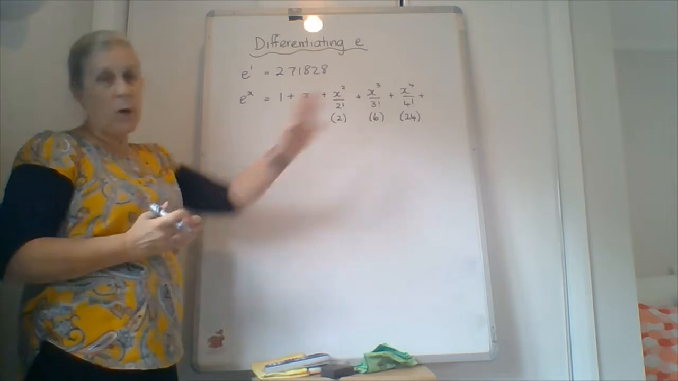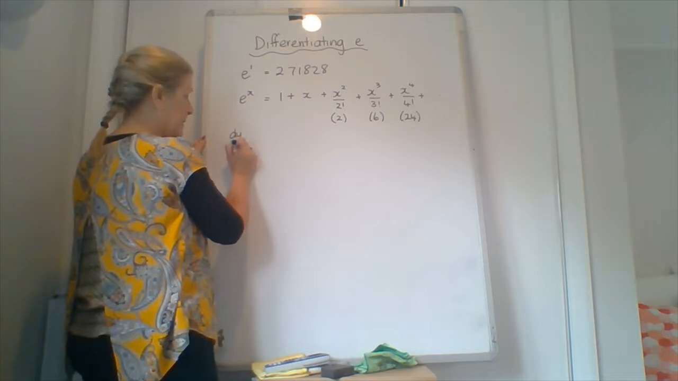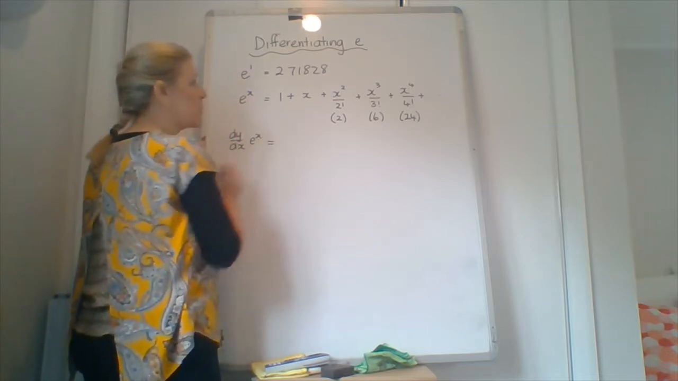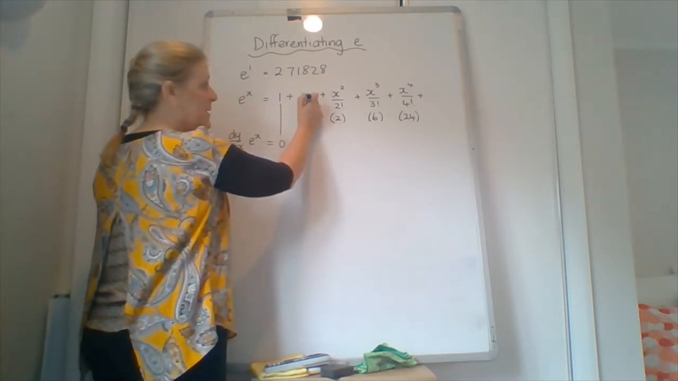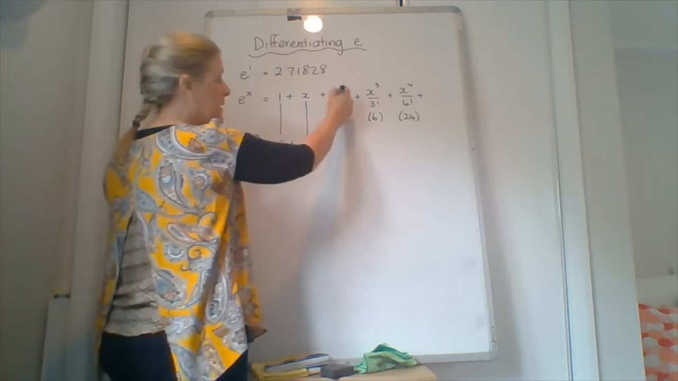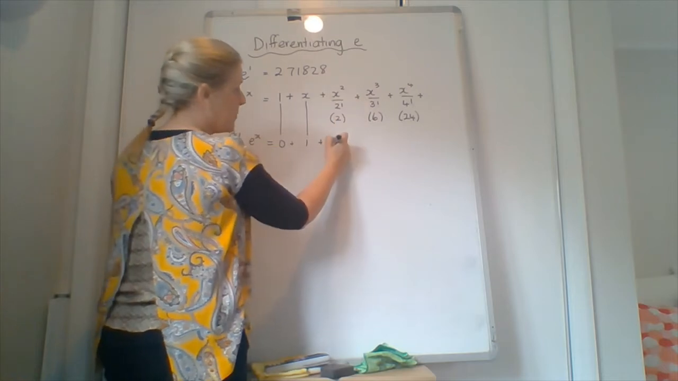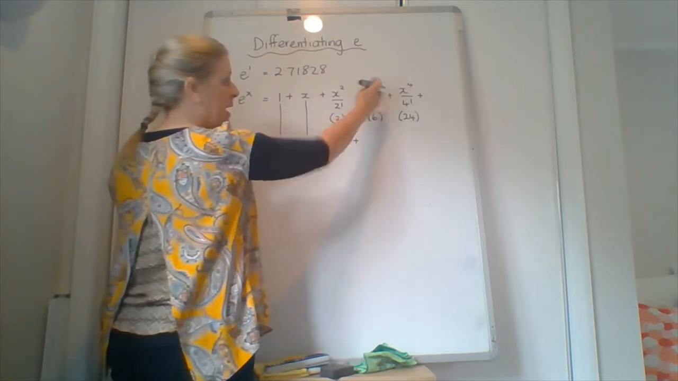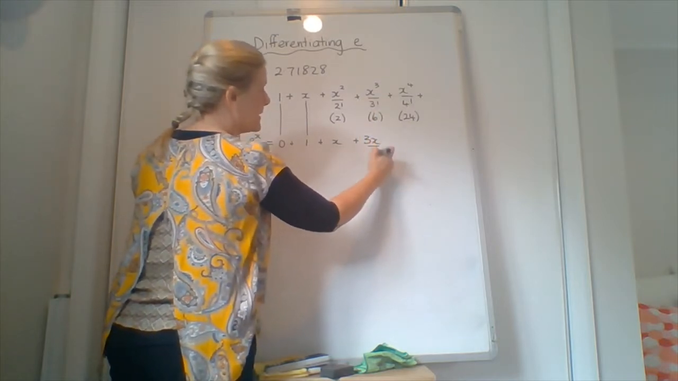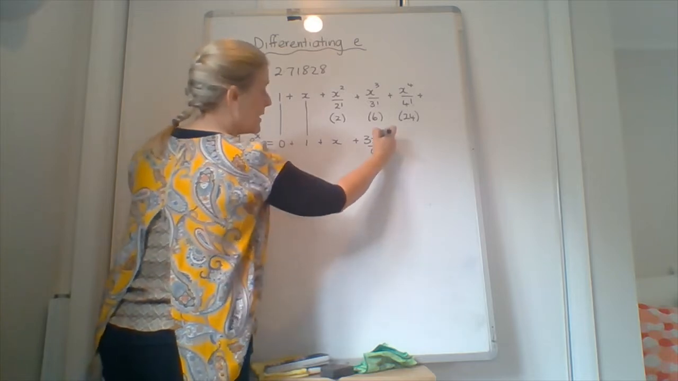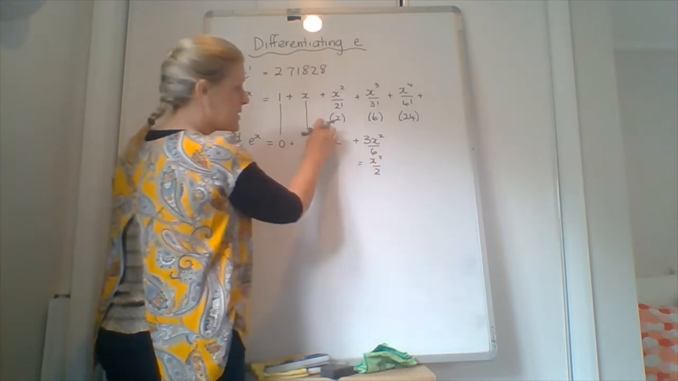What happens here is that's just a polynomial. And if we differentiate that, so dy by dx of e to the x, the 1 disappears, so that becomes 0. x becomes 1. Take the power, multiply by it, so I've got 2x over 2, that's become x. Take the power, multiply by it, 3x squared over 6. So what's that? 3 over 6, that's equal to x squared over 2, which is this one.